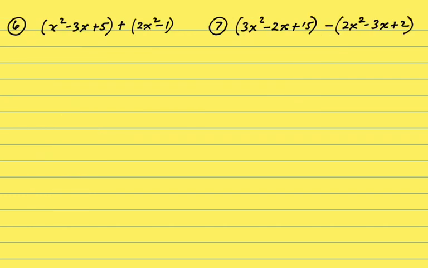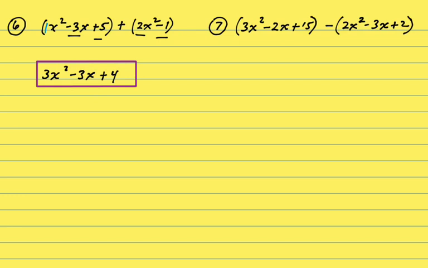Okay, after 5, we're moving to 6. We want to add like terms or combine like terms. 1x squared plus 2x squared makes 3x squared. Negative 3x is the only x, but then you have 5 plus a negative 1, which is 4.